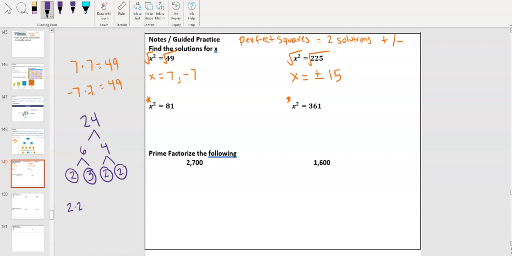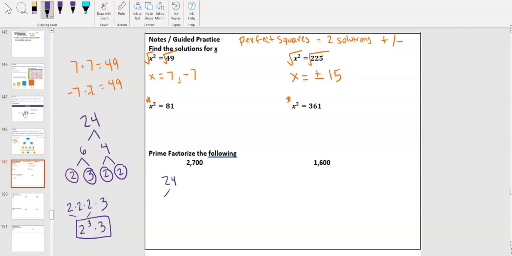So you organize your numbers in order from small to big, and then you group all the numbers that are the same with an exponent. So the prime factorization of 24 is 2 cubed times 3. Now you might be saying, but Ms. Kirkwood, what if I didn't do 6 and 4 as my factors? That's okay. You'll still get the same answer.